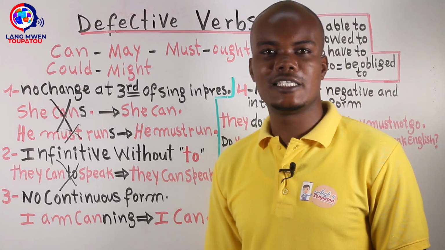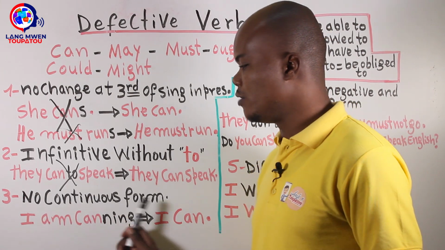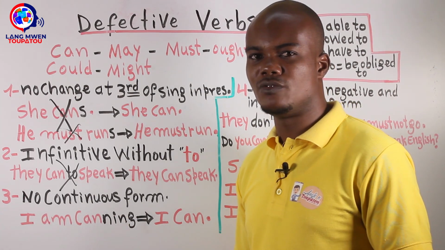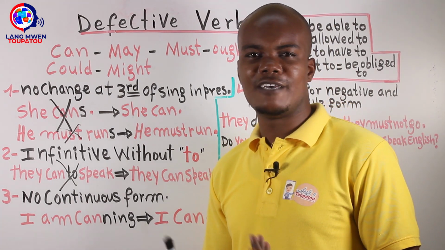The third one is no continuous form. No continuous form. You cannot put ing on the defective verbs.